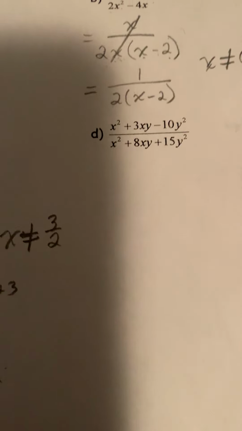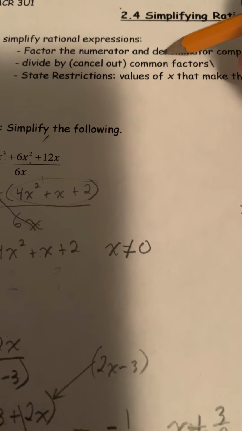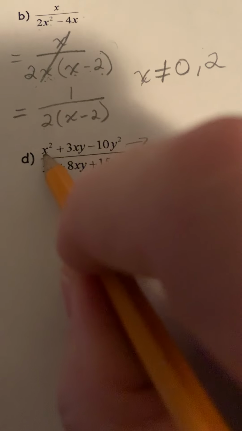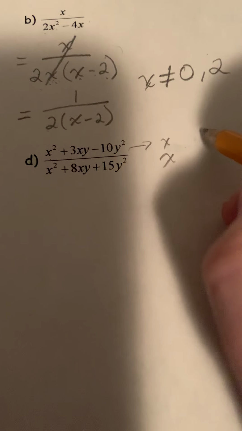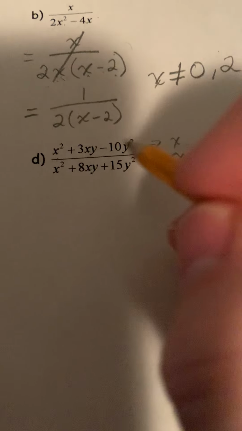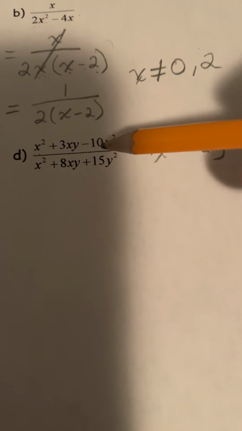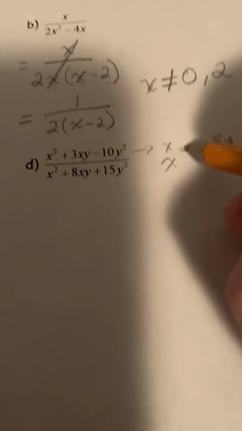All right, moving on to some more difficult ones. Again, first step, factor the numerator and denominator. So let's do this here. I'm just going to do it on the side. If we break down the first term, x squared, we get x and x. If we break down 10y squared, I would break 10 into 5 and 2, but we have a y squared, so y and y. But we want to get to a positive 3, and this is a negative 10. So I'm going to make the 2 negative.